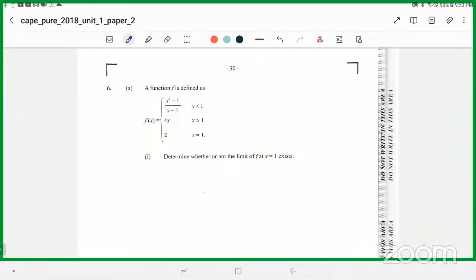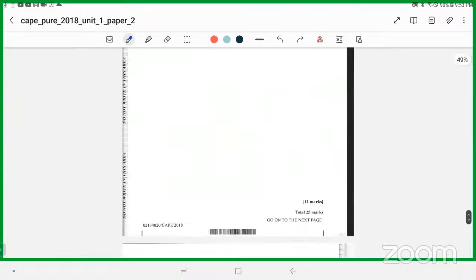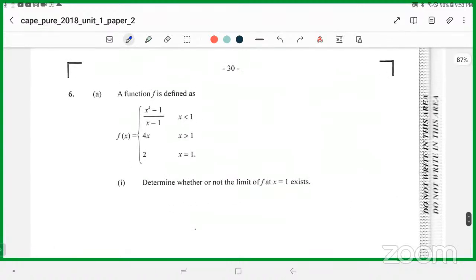All right. The question gives us this function. The function is on this when x is less than 1. It's on this when x is greater than 1. And it's equal to 0 when x is equal to 1. This is a continuity question. It says determine whether or not the limit of f exists at x equals 1.